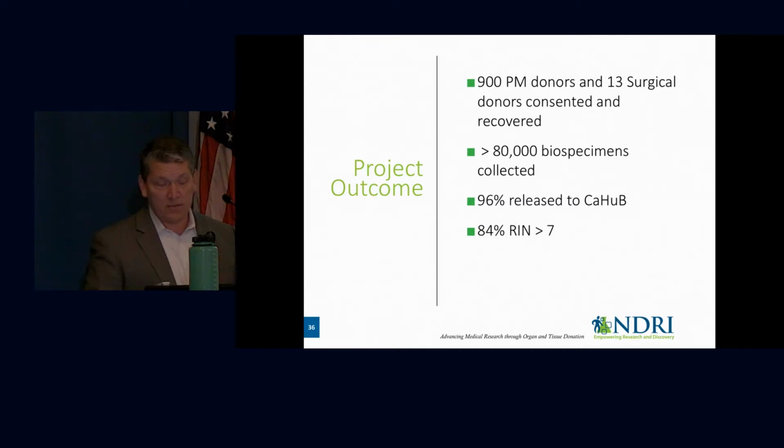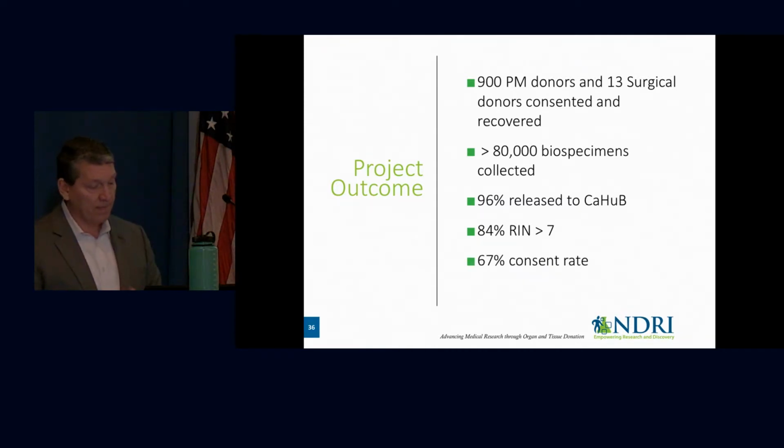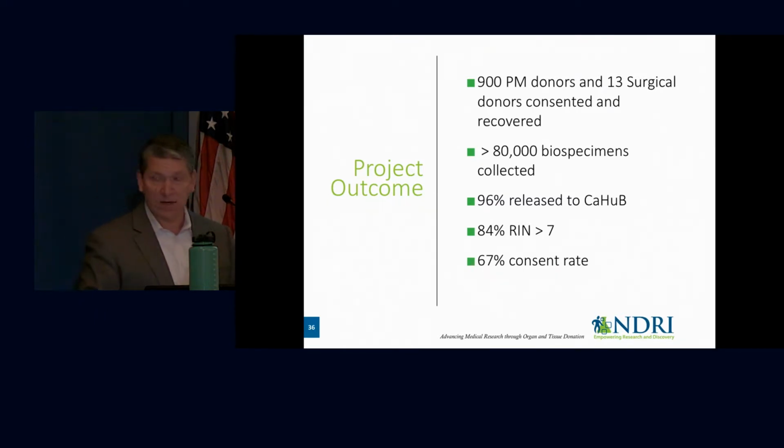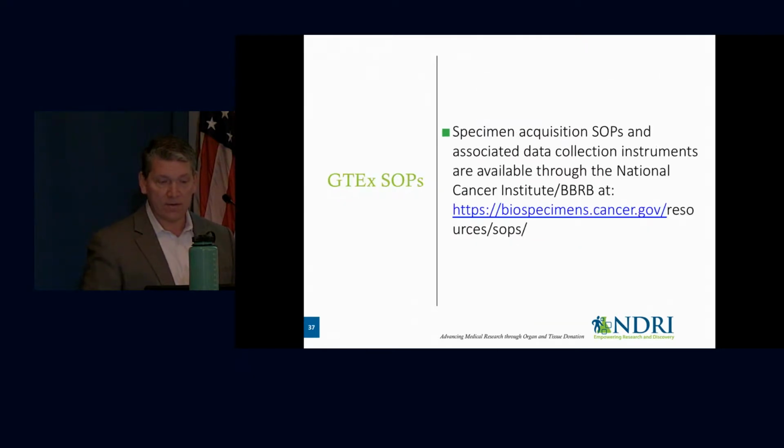RIN numbers were actually very good. About 84% were over 7, so higher numbers better. Consent rate was actually pretty high for this study. You'd be surprised how motivated families were to participate. PMI average, so this is for organ donors, was actually pretty low. It was pretty good, 3.5 hours. So all those SOPs and standards that were developed for the study are actually sitting at BBRB, and this is a link. So if anybody ever wants to go on and look at how they did it, that information's there.